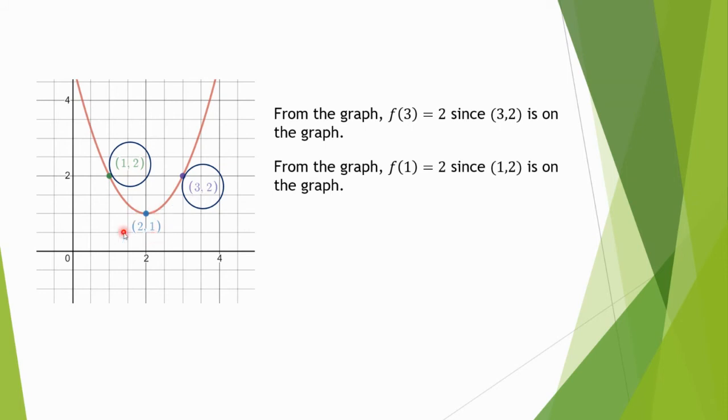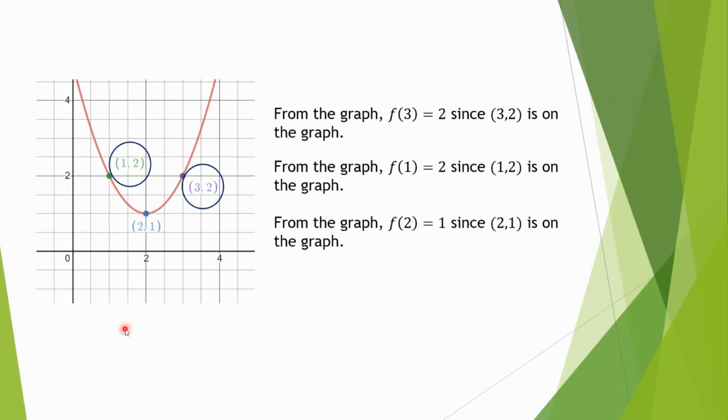We have another one down here. f of 2 is going to give us 1, right? (2, 1) is on the graph. That's what that tells us. Good. So f of 2 is 1.